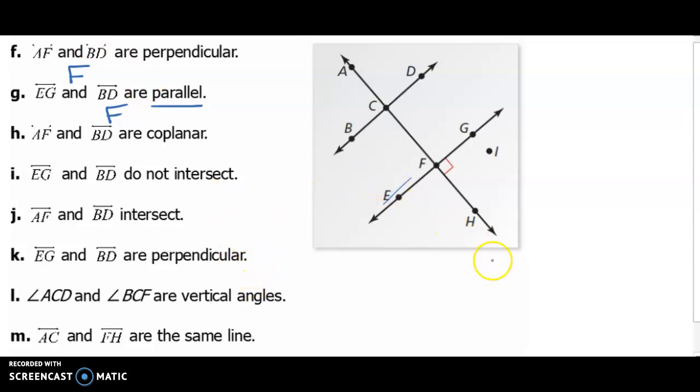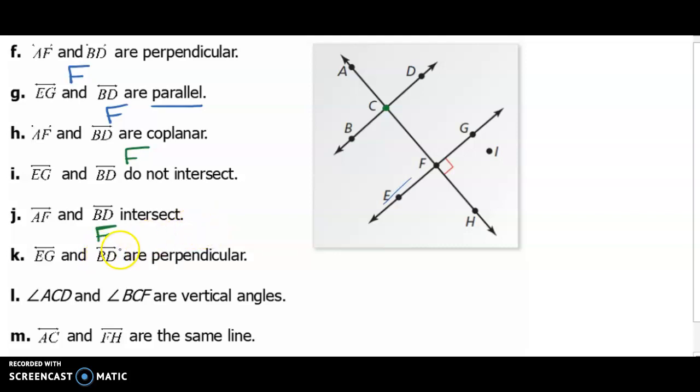Part H, AF and BD, so AF here and BD here, do not intersect. Well, they intersect at this point right here. So that's false. We can see their intersection. All right, EG, so this line down here, and BD intersect. Well, once again, it doesn't look like it, but we don't know that for sure. This could be worded differently. They don't intersect on this plane, but do we know that they never intersect? No, we don't know that. So I'm going to put false. If you can justify it with true, you could say that, but that question's kind of not worded like it should be. It should be more specific.